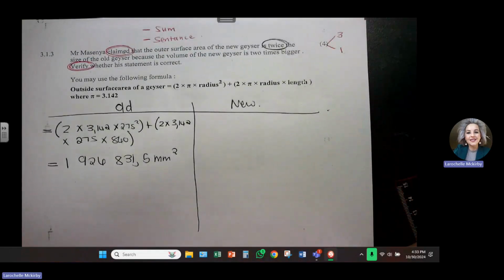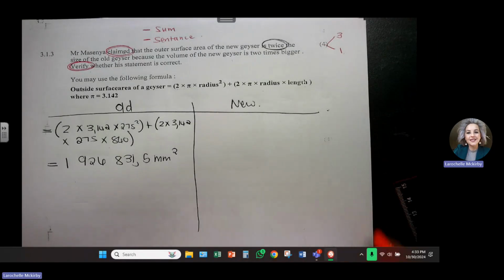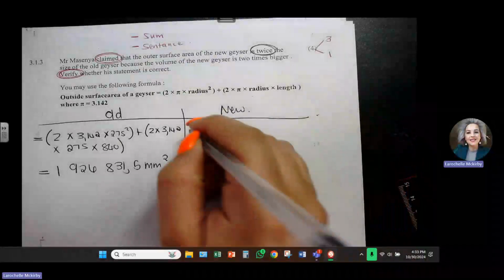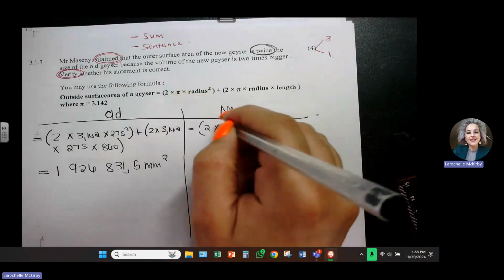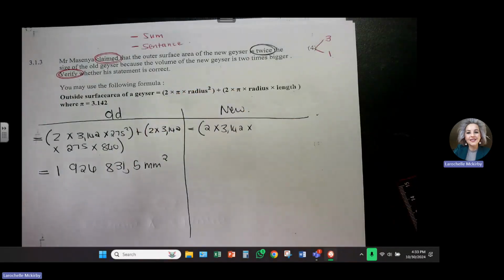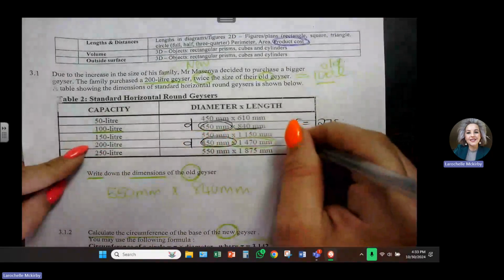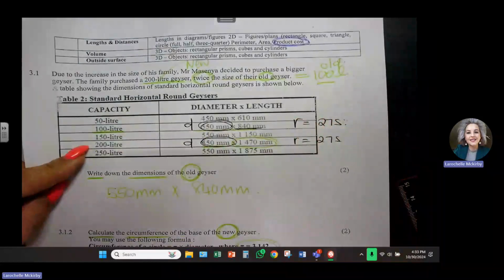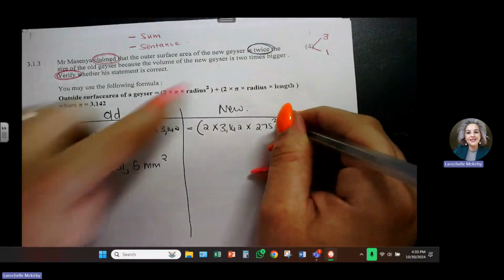And you may pause the video now, let the learners do the new one, and then just play it afterwards so that they can then see if they have done it correctly. So again, starting with brackets 2 multiply by pi, which is 3,142, multiply by radius. And we are working with a new geyser now. So the new geyser's diameter is 550, but the radius is also 275. So I put 275. And I need to put my 2 there, please.